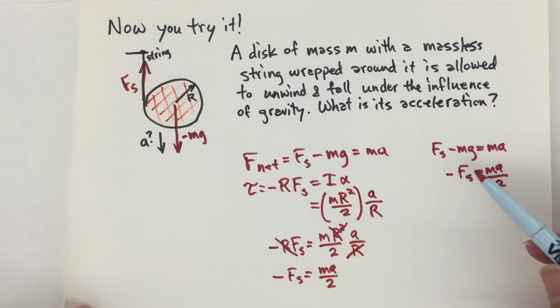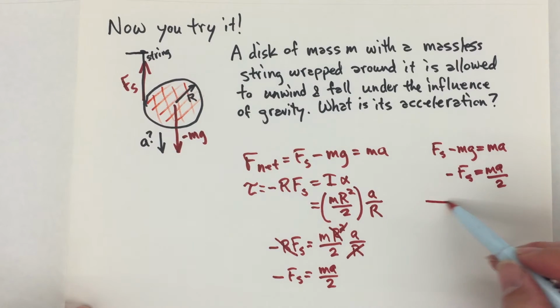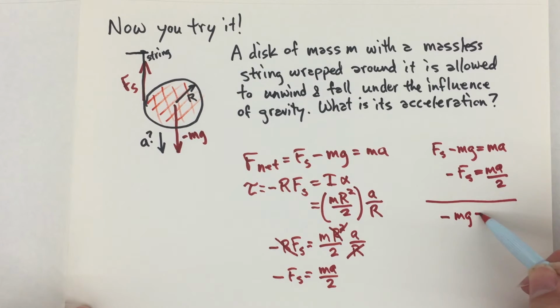Now, you can either substitute Fs into here, or you can take these two equations and simply add them to one another. Let's do the latter. That's particularly easy in this case. So the Fs's cancel, and we're left with minus mg is equal to 3 halves ma. We can cancel the m's, and we're left with acceleration is minus 2/3 g.